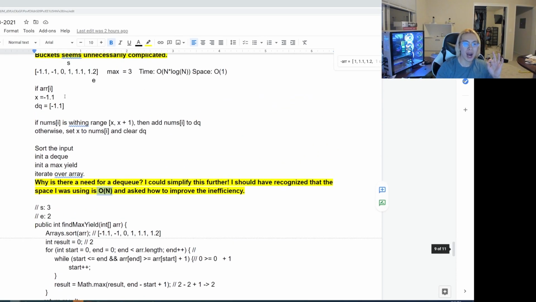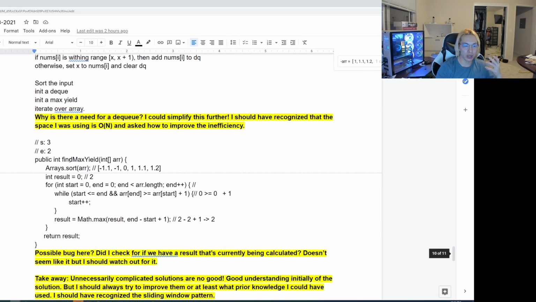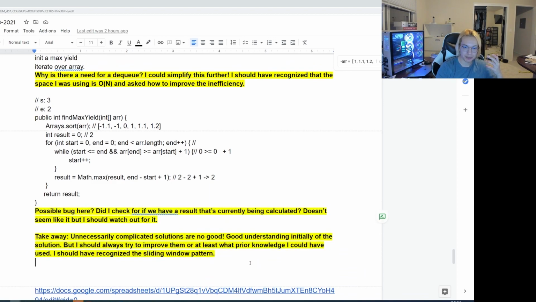Just think about why you need to have the deque, and that you could just solve this using pointers without having to create some auxiliary function or auxiliary data source in order to hold all these values. So the big takeaway here is that a lot of these unnecessarily complicated solutions are very, very difficult to defang and really understand where they come from and follow the thinking.